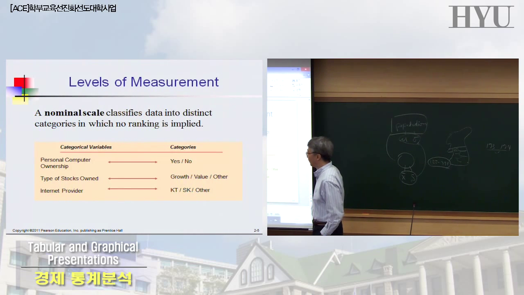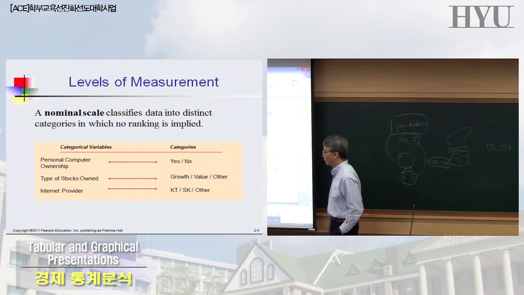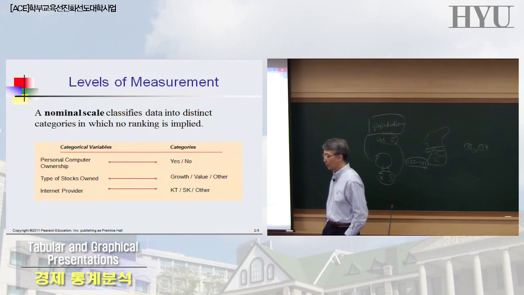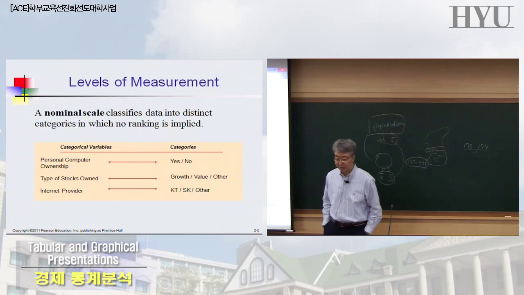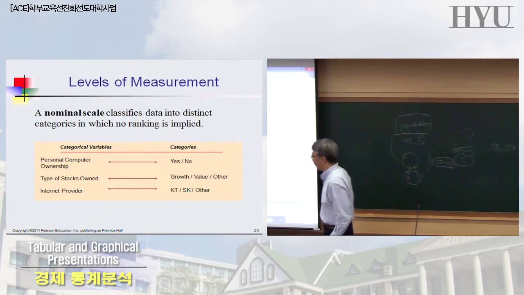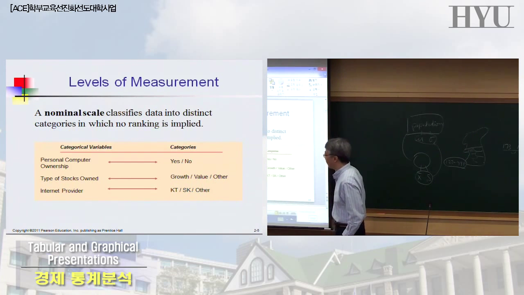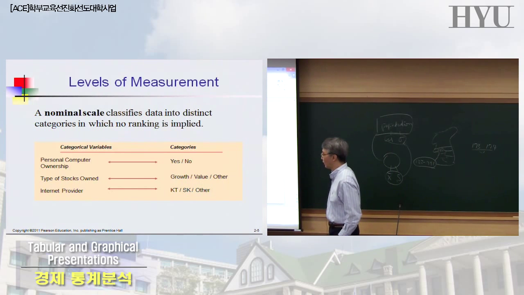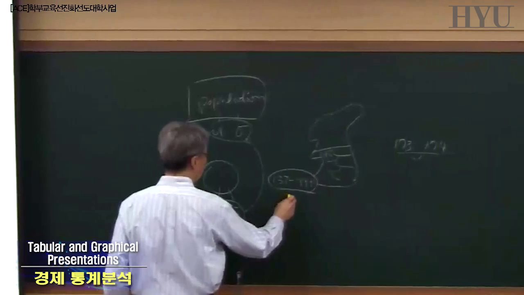Among the categorical variable, we can talk about nominal scale and ordinal scale. There are two different types of levels of measurement. And the nominal scale talks about different categories without any ranking. So we have a few categories.